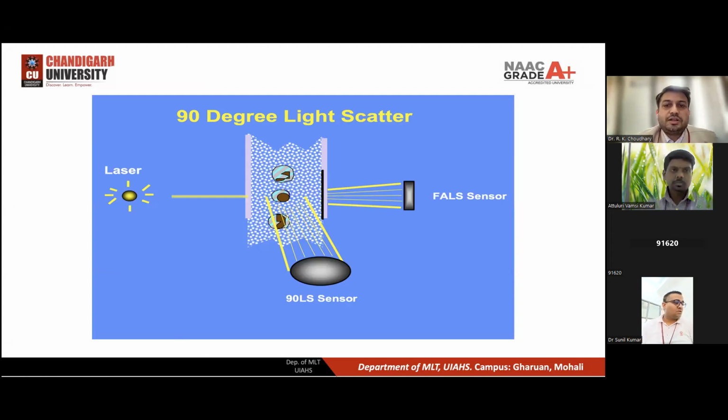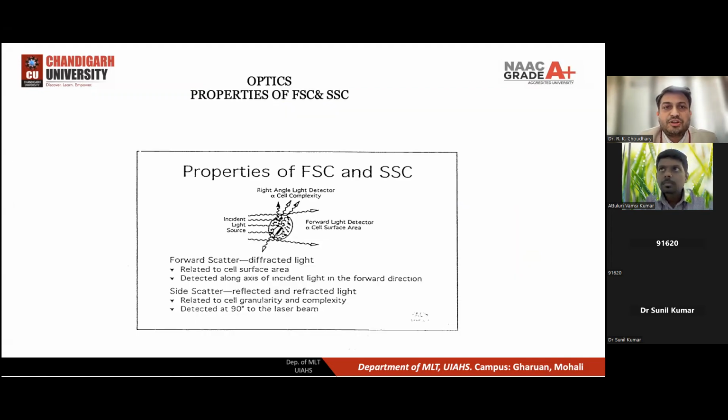Sorry. So the laser light moves at 90-degree angles. The sensors can take all areas, meaning you can rotate the whole cell and identify it easily. This is done through the optics, with the same principles. What are the properties of forward scattering and side scattering? There are two things, forward and side. With more than 90-degree angle, the side is scattered and the forward is scattered. This is the principle.